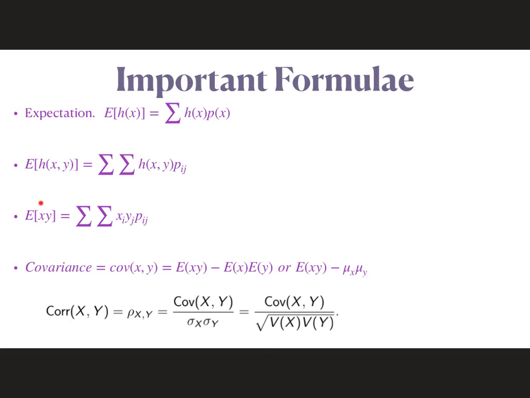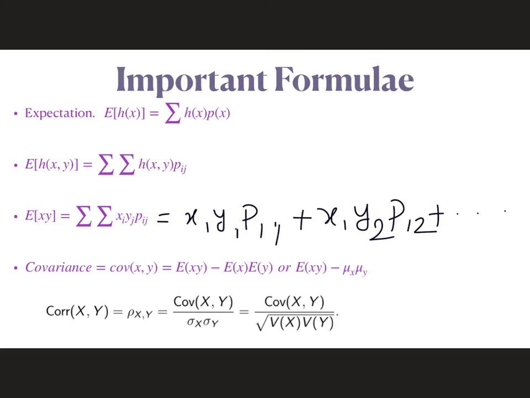We have one important formula, expectation of xy, which is a double summation. Here h of x comma y is nothing but xy, that is xi yj. One summation varies over i and one summation varies over j, then the probabilities. For example, this equals x1 y1 p11, x1 y2 p12. Like this, it will continue based upon how many values we have.